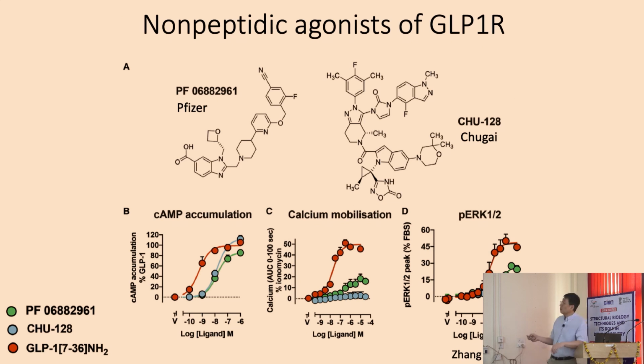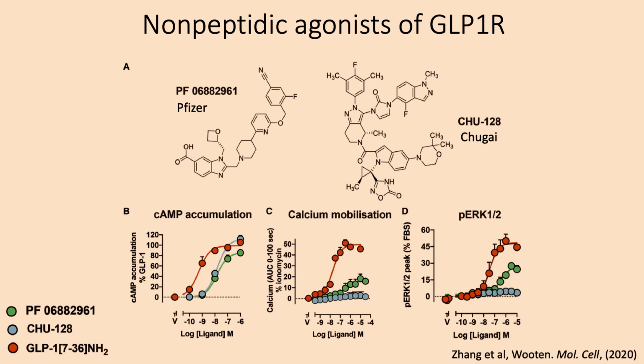So here are the small molecule agonists, or non-peptidic agonists, of GLP-1R: a Pfizer compound and a Chugai compound. You can see they have different properties compared to GLP-1. They can activate some things, but not other things, while GLP-1 can activate almost everything. But still, small molecules will represent a different modality of treating diabetes, obesity, and so on.